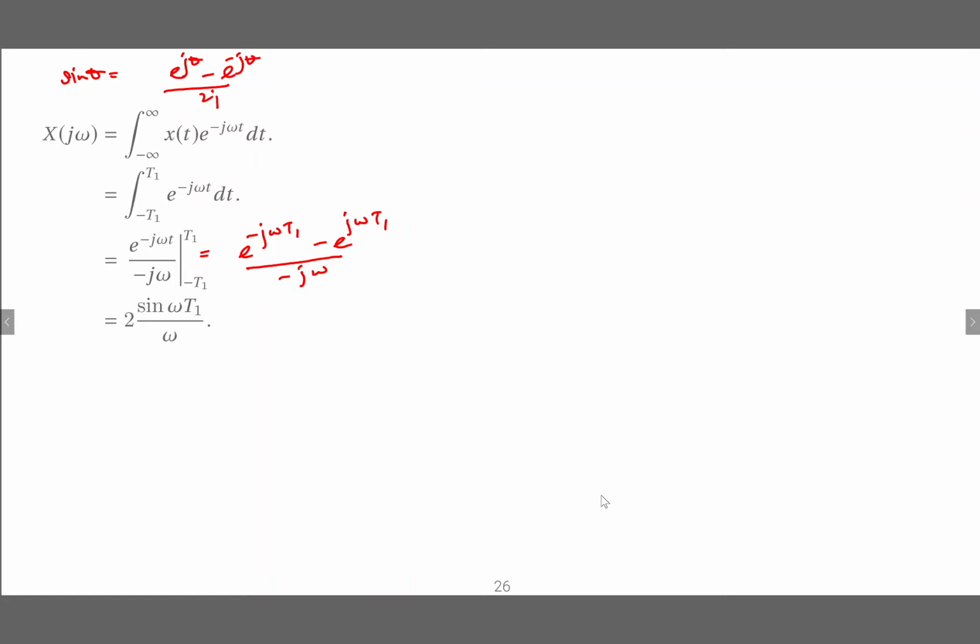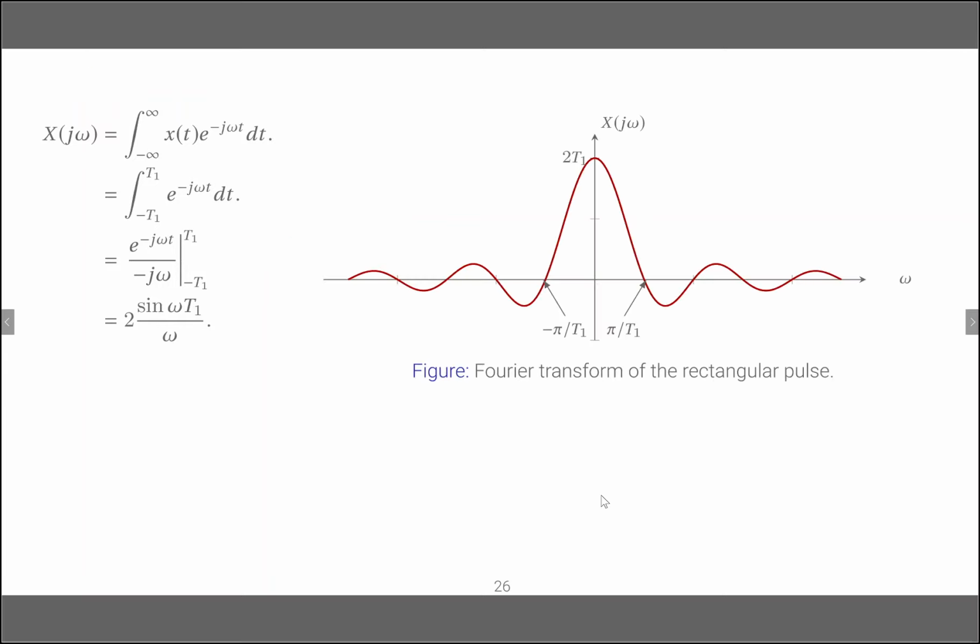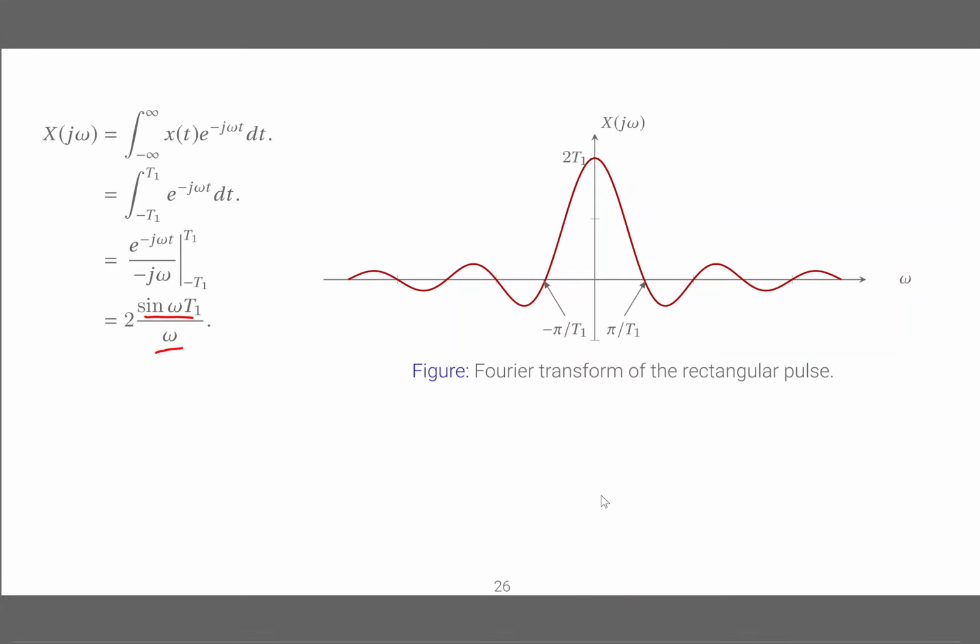From this relation, we are able to obtain that this is equal to 2 sine omega t1 divided by omega. Okay, so when you plot this, this is the form that you get. You can see it's a sinusoid divided by omega. So when omega is equal to 0, you have to use the L'Hopital rule to obtain the limit.